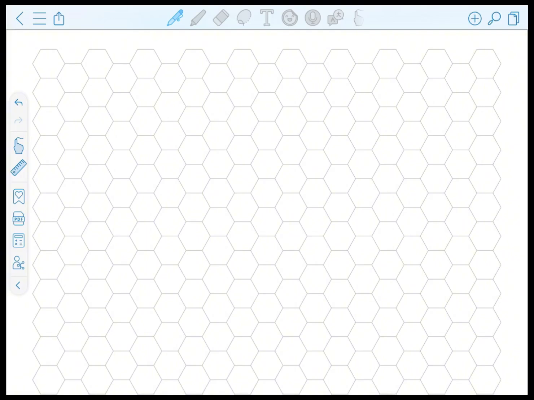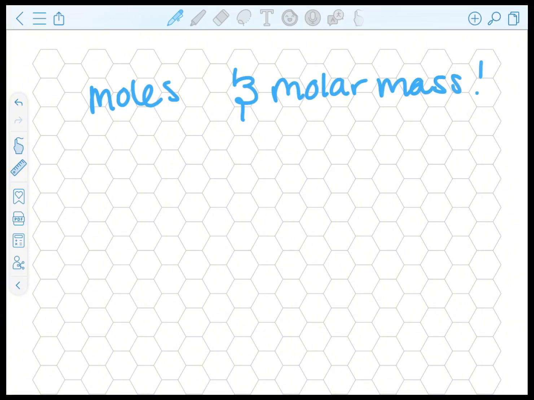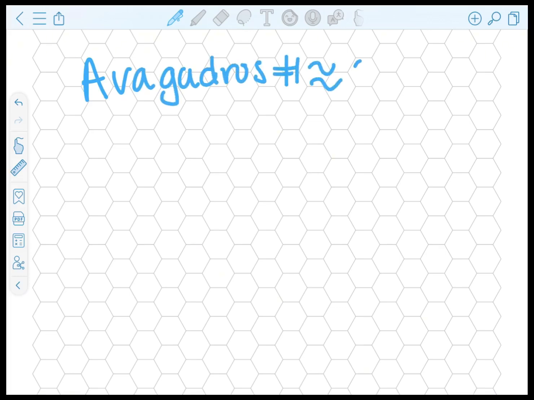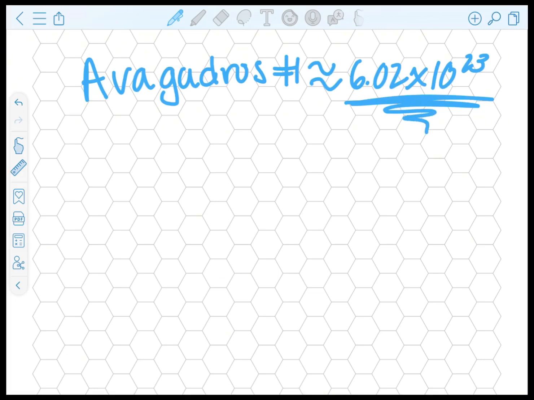Alright guys, let's talk moles. What is a mole? Well, first, let's remember that moles and molar mass will be super important in calculating future stoichiometric equations. So it's really important that we get this subunit down. Let's recall Avogadro's number, which is equivalent to 6.02 times 10 to the power of 23. Thankfully, you don't need to memorize this number. It will be on your formula sheet for the AP exam.